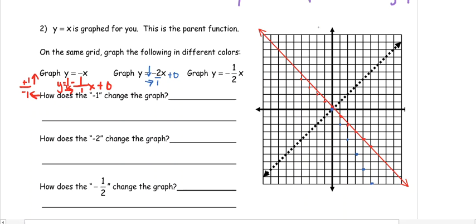Do the same thing to the other side, going up. The other way would be positive 2 over negative 1. So up 2, left 1. Up 2, left 1, up 2, left 1. It just keeps doing that.